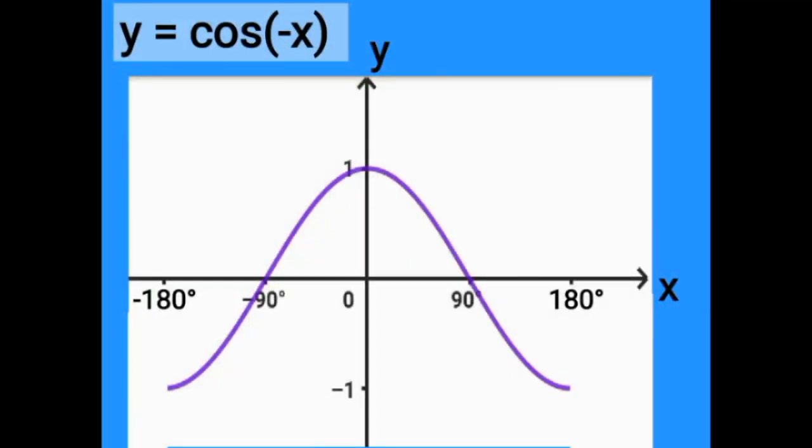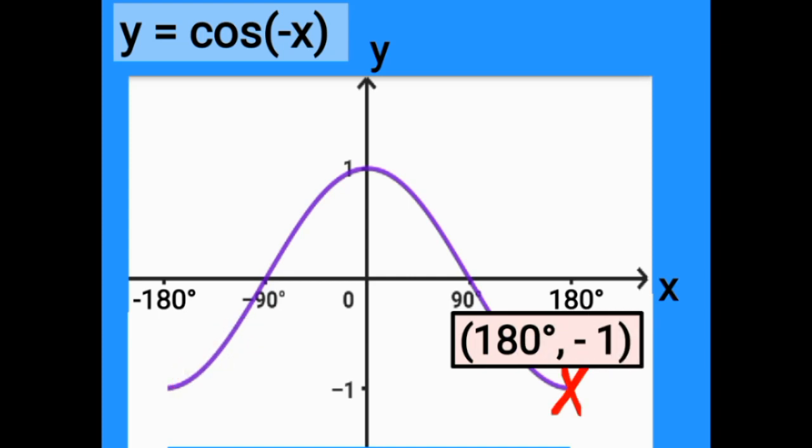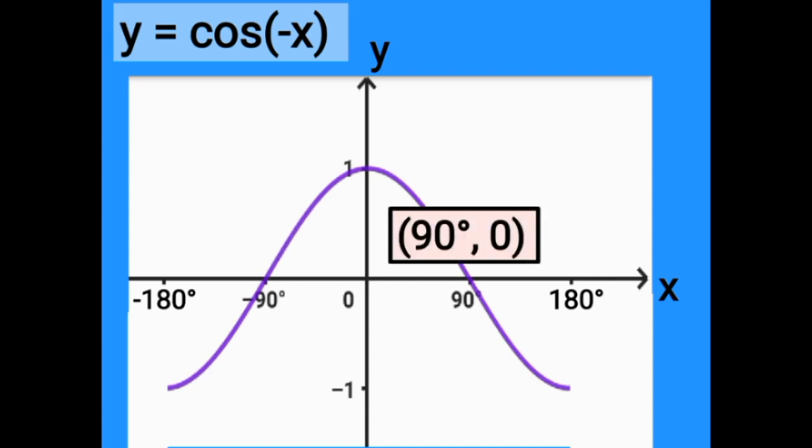So, the graph of y equals cos(minus x) has a maximum point at the coordinates 0 degrees, 1 and 2 minimum points at minus 180 degrees, minus 1 and at 180 degrees, minus 1. And crosses the x-axis at the coordinates minus 90 degrees, 0 and at 90 degrees, 0 and the y-axis at 0 degrees, 1.